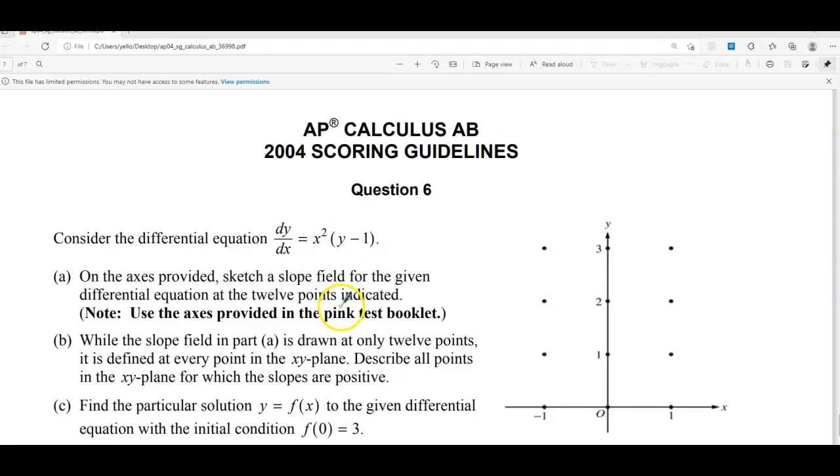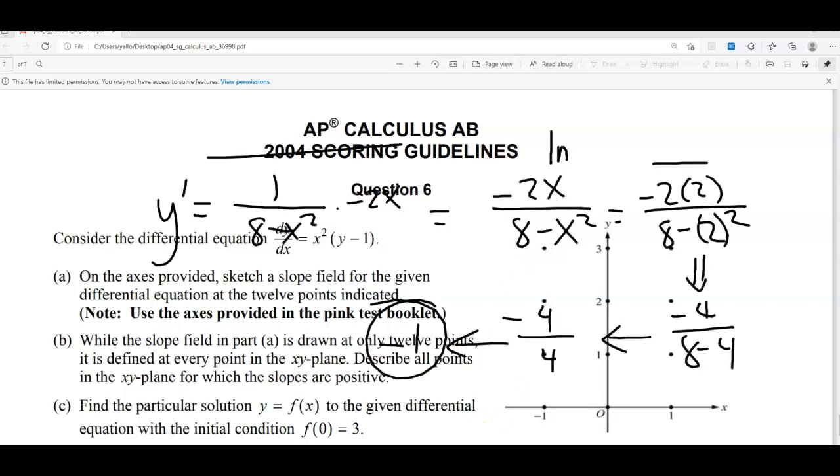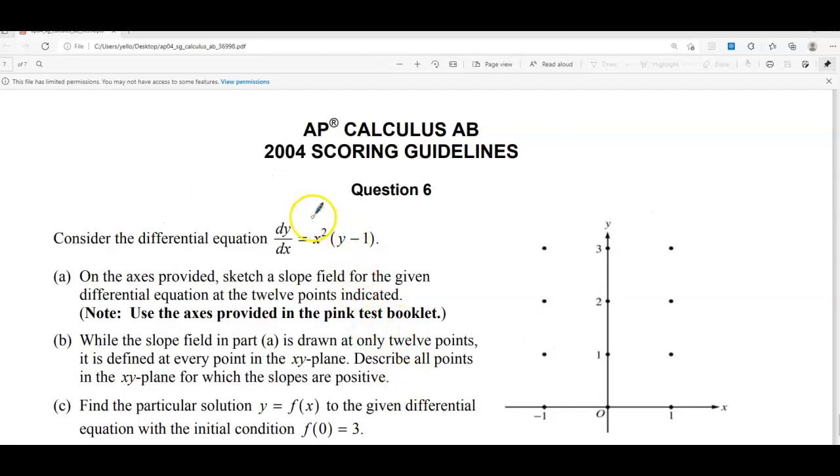Alright, so basically I just need to pick for each one of these points that have a dot on them, they want me to sketch a little slope to represent the slope at that point. So here, the coordinates are -1, 3. So if I were to plug in those values, my x value is -1. My y value is 3.